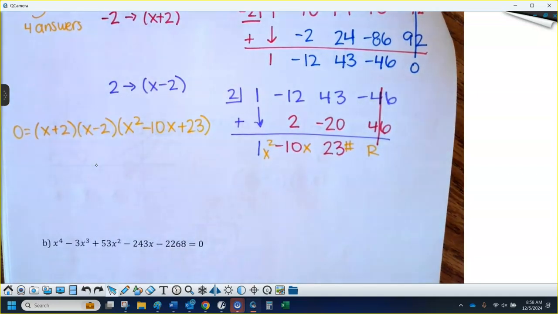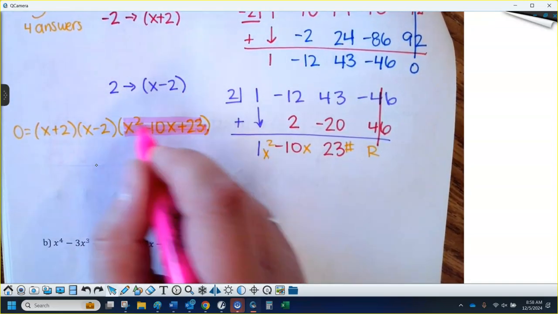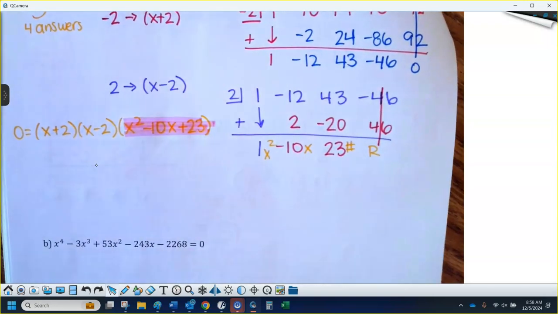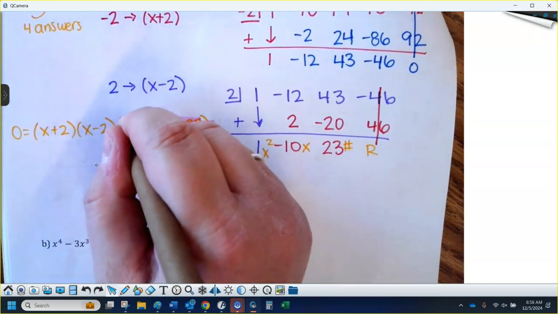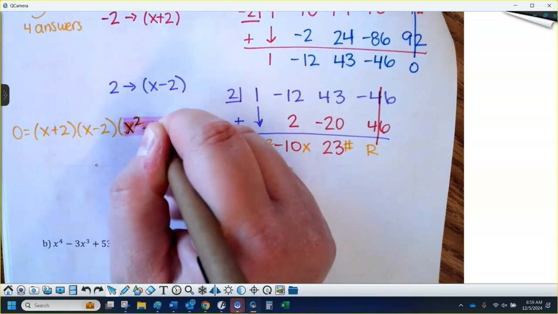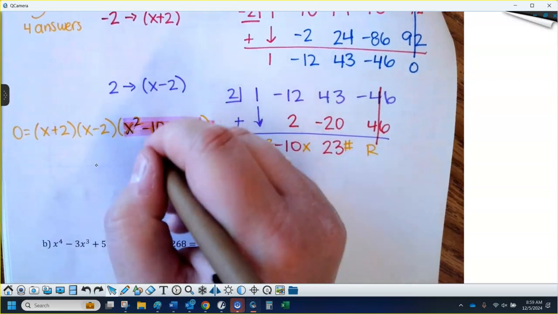That is as far as you can factor that polynomial. And we know that from the graph because those other 2 answers were nasty decimals. So, option for you, if you want to, you could definitely do completing the square on this. But I think I'm just going to go back over that. This is going to say x squared minus 10x plus 23. I would just use the quadratic formula again on this.